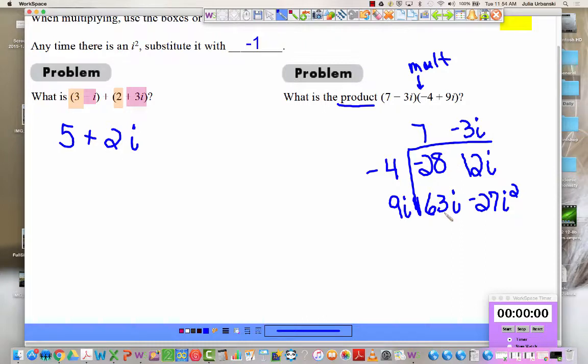So now, just like we did in the past, we will combine our like terms. -28 doesn't go with anything else. -28. These two go together, though. 12i and 63i turn into 75i. Good. And you don't make it i squared, you're just combining. And then this one, -27i squared, stands alone.